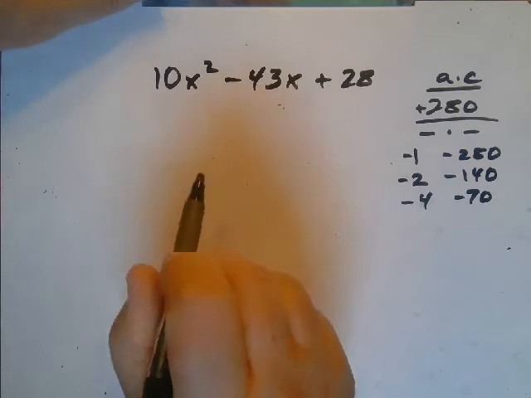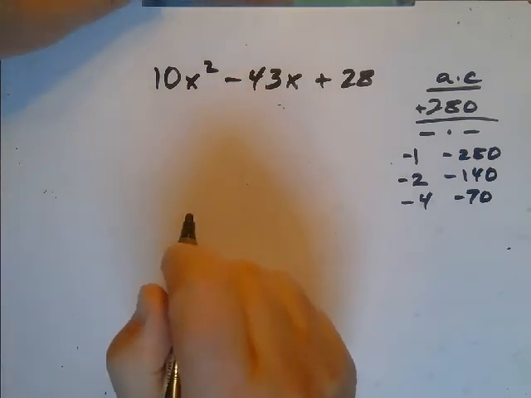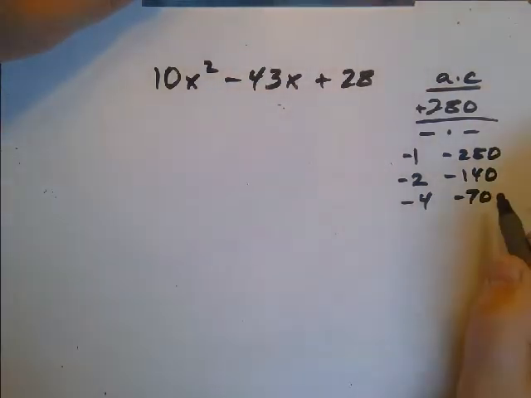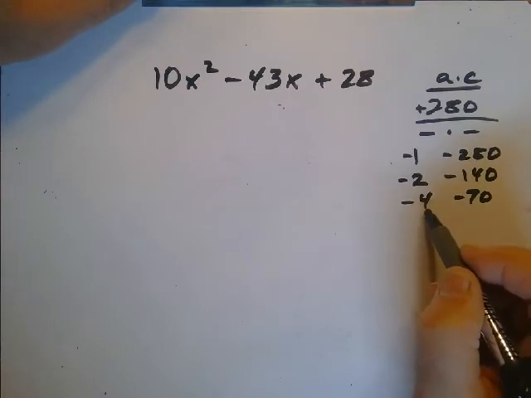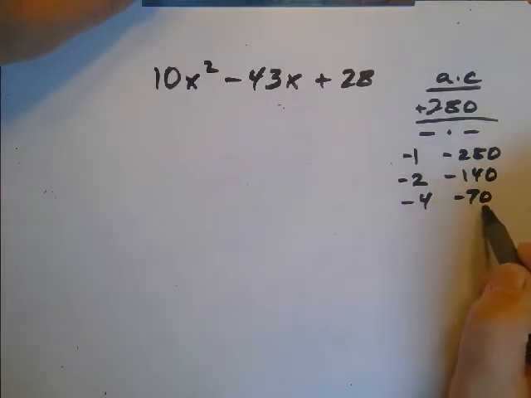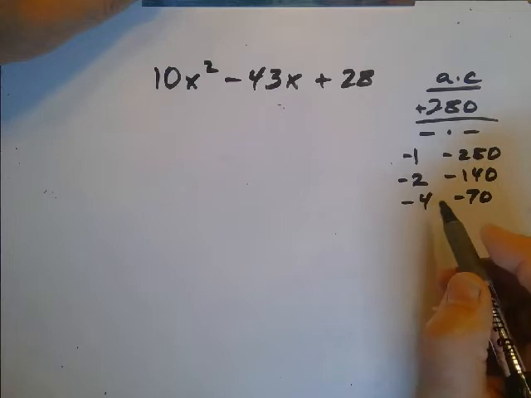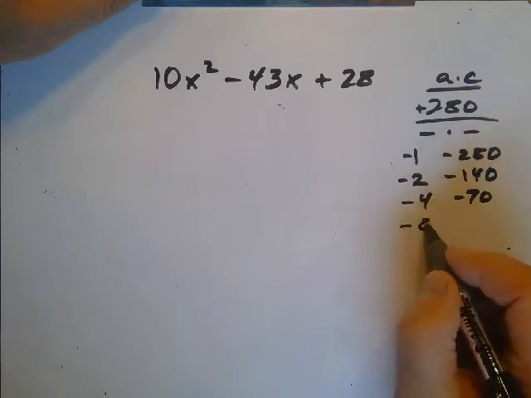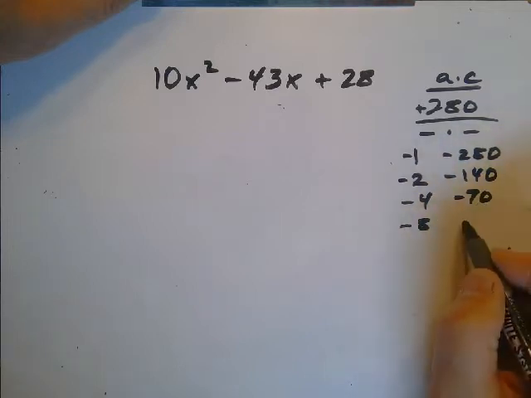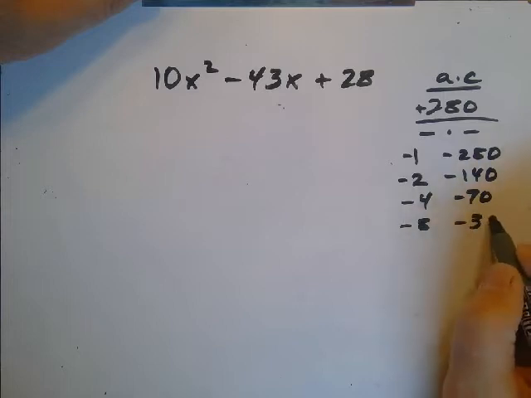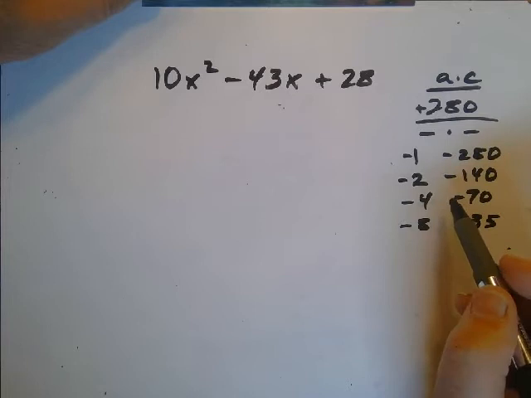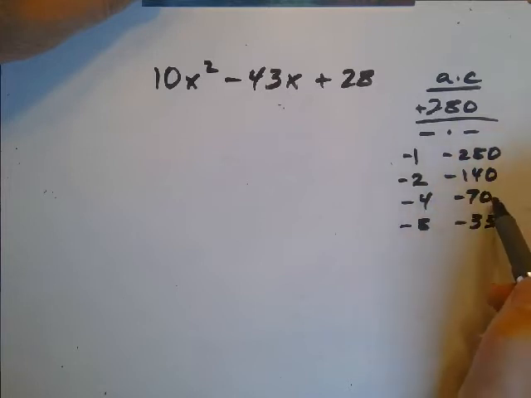I'm getting close. But here's one of the things you can do to speed up your work. What if I made this number twice as big and this one half as big? Let's make this twice as big and call it negative 8, and make this half as big and call that negative 35. Sometimes you can use this trick by doubling something and taking half of it.